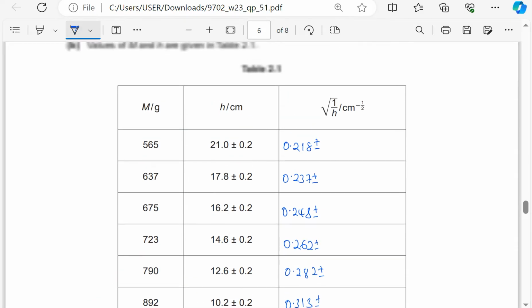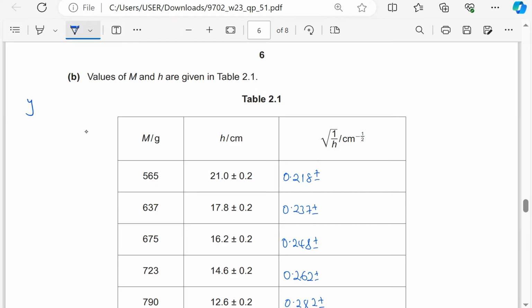For the uncertainty, let's say our y equals the square root of 1 over h. This is the same as 1 over h to the power a half. So that means the absolute uncertainty in y divided by y is going to be equal to a half times the absolute uncertainty in h divided by h. So the absolute uncertainty in y is always going to be a half times the uncertainty in h over h, then times y. So I'll always multiply the uncertainty over h times a half, then times y.